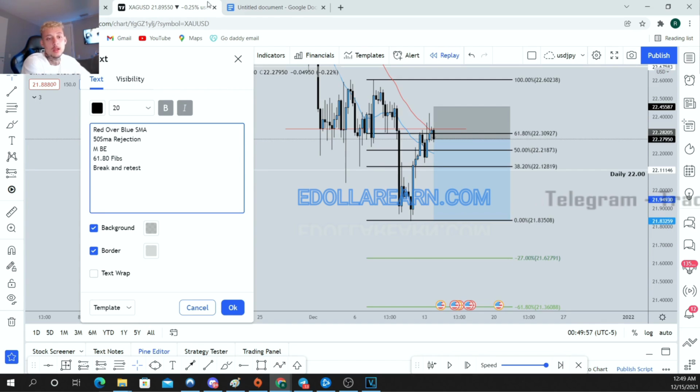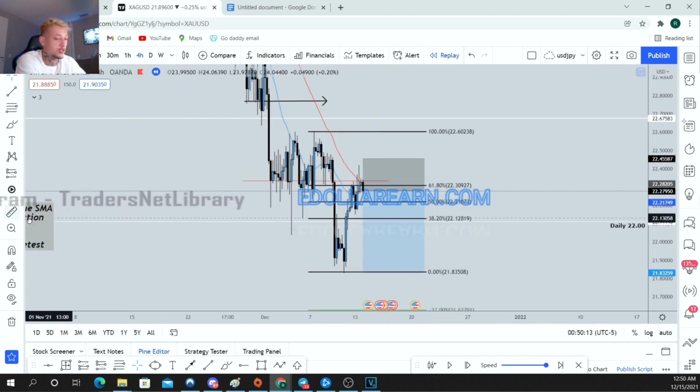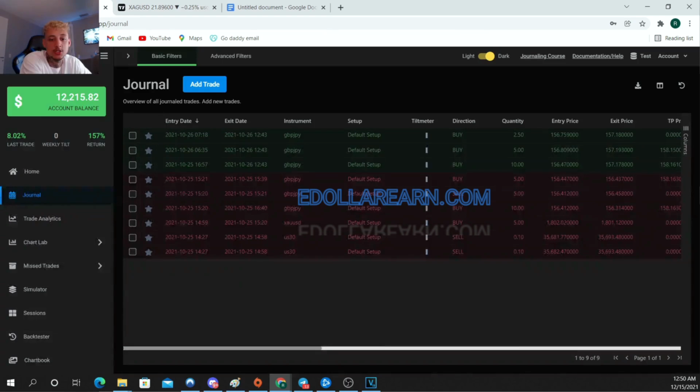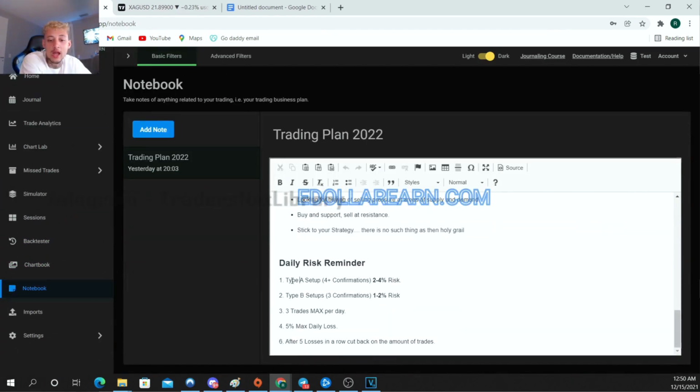Now we have about five confirmations, all within this same 4-hour time frame, meaning that it is a type A setup. It is a high probability setup, right? So what we're going to be doing is taking a screenshot of our position. Now, going back to my specific trading plan, when I have a type A setup, meaning I have 4+ confirmations, I'm going to risk 2 to 4% on this trade.